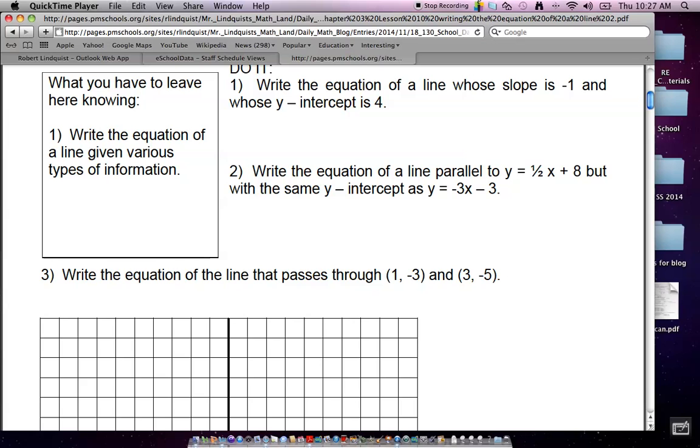Okay, so here we go. Write the equation of a line whose slope is -1 and whose y-intercept is 4. There's one question like that on your test. To me, this is about as easy as it gets. It's significantly easier than graphing.